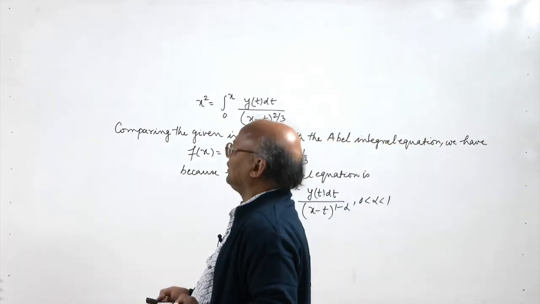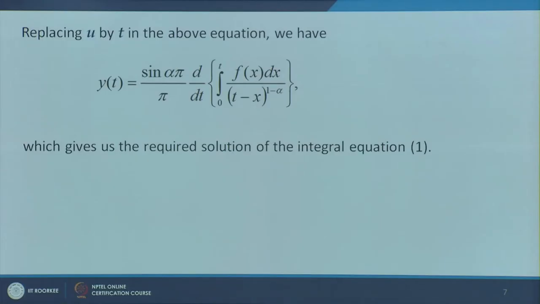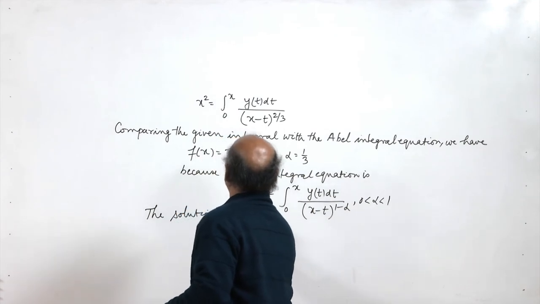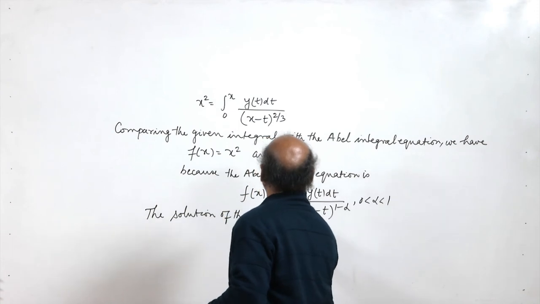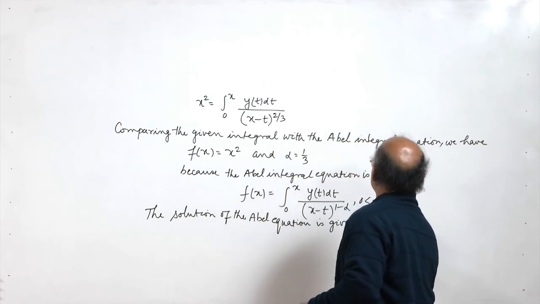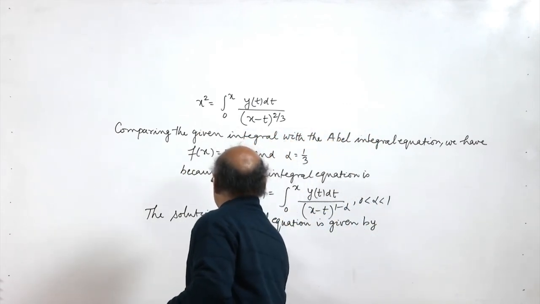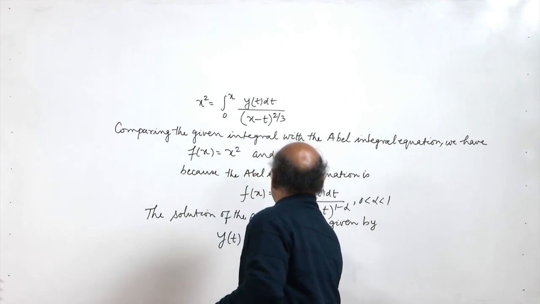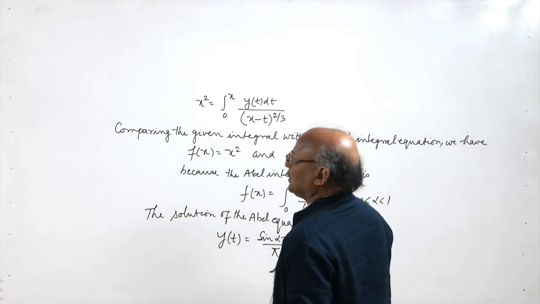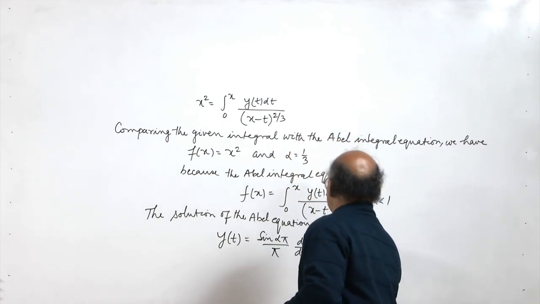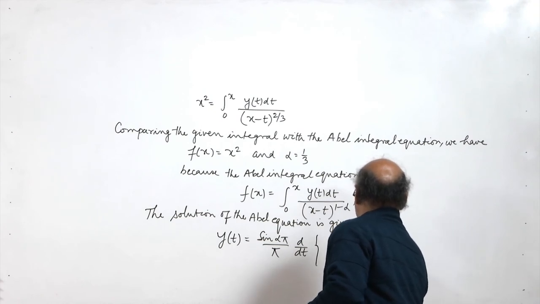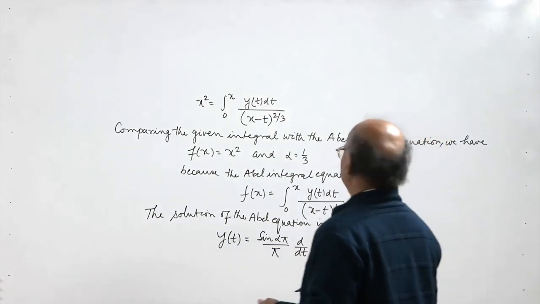Now, let us recall the solution of the integral equation. The solution of the integral equation is then given by y(t) equal to sin(alpha pi) over pi, d over dt of integral 0 to t of f(x) dx divided by (t minus x) raised to the power 1 minus alpha.